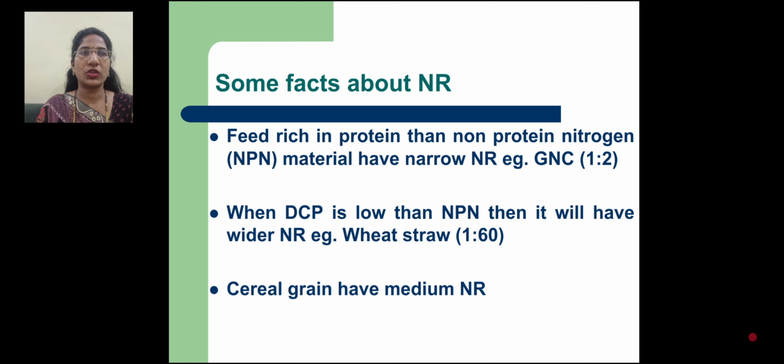Feed which is richer in protein than in non-protein nitrogenous material has a narrow nutritive ratio. For example, groundnut cake has a nutritive ratio of 1:2. When DCP is lower than NPN, that means non-protein nitrogen, then it will have a wider nutritive ratio. For example, wheat straw has a nutritive ratio of 1:60, and cereal grain has a medium nutritive ratio. This is always asked in your practical exam.